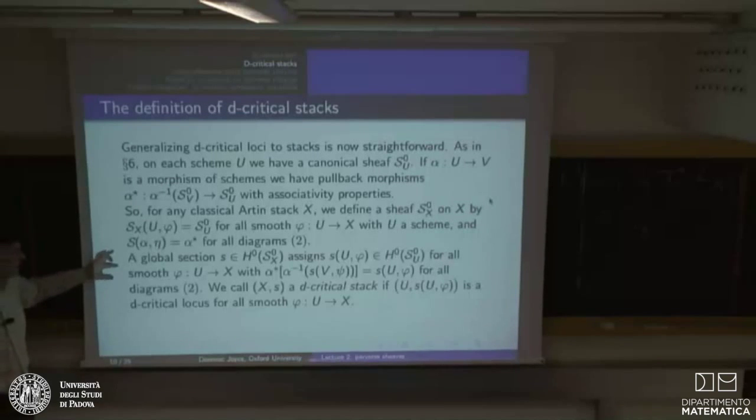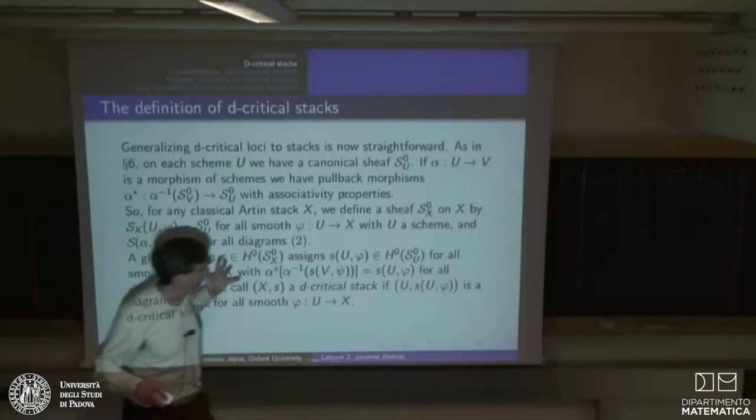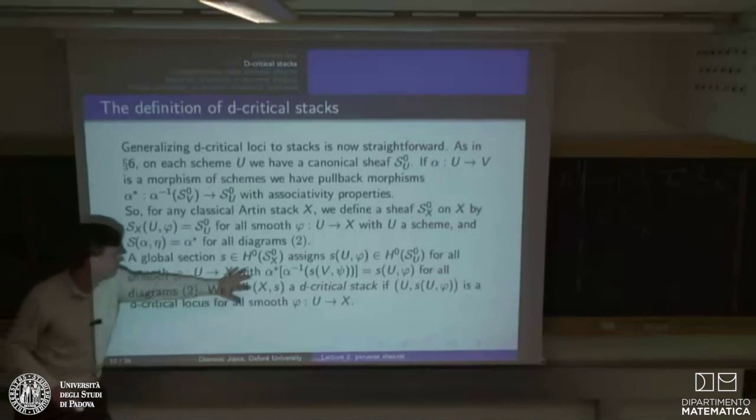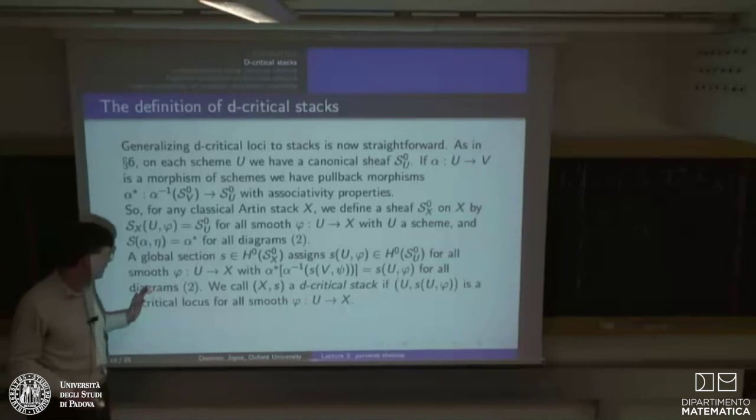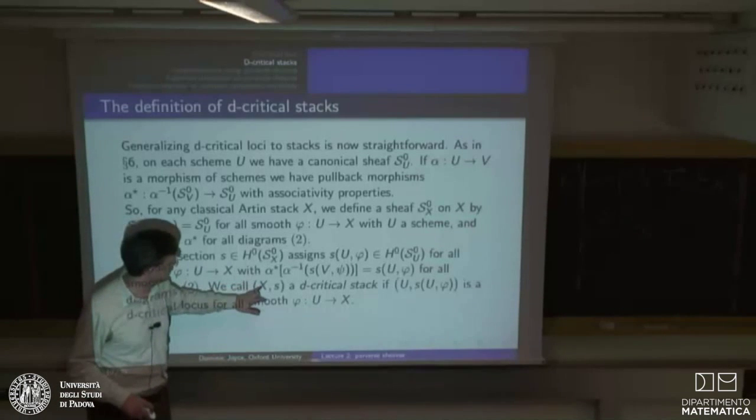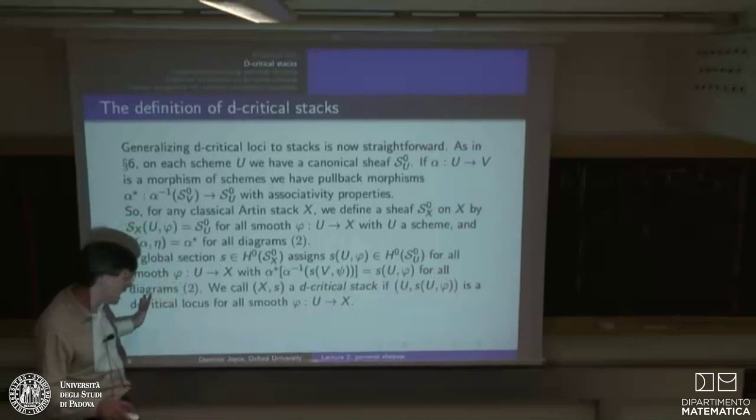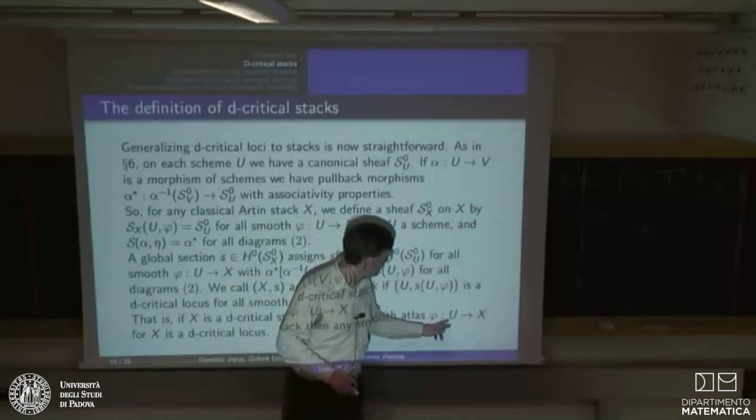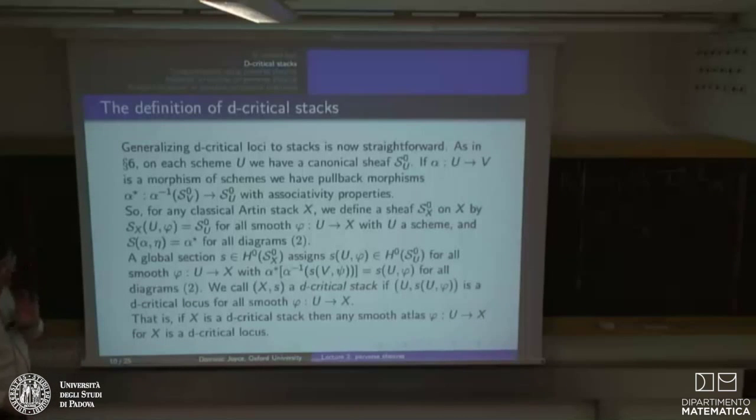Okay, so a global section of this sheaf on X consists of a global section on each smooth atlas with the obvious pullback properties. And a d-critical stack, a stack X with a global section S of this sheaf, is a d-critical stack if all of the atlases are d-critical loci. That is, if X is a d-critical stack, then every smooth atlas phi from U into X, with U a scheme, makes U into a d-critical locus.